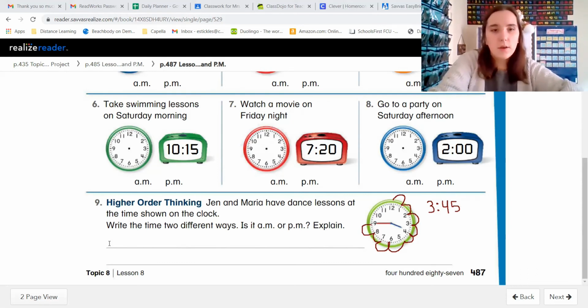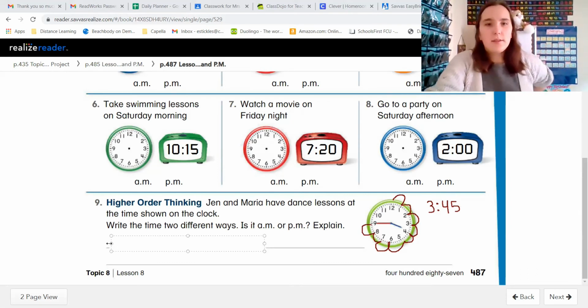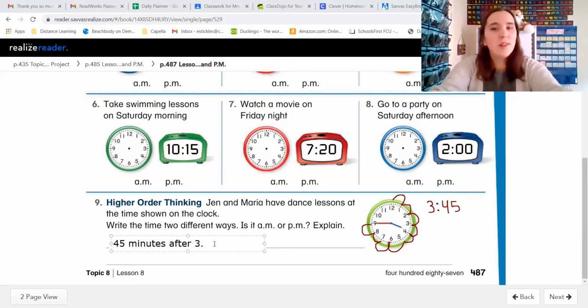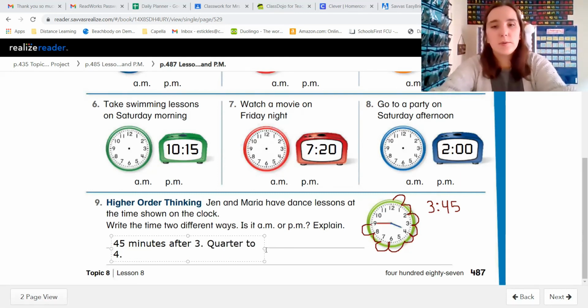So down here, what's one way that we could write this? Well, we could talk about how many minutes it is past 3 o'clock. So we could say 45 minutes after 3. And then do you remember the way that we talked about yesterday with the quarters? If we look, we only have 15 minutes left until 4 o'clock, which means we're a quarter to 4. Okay? So we can also write this time as quarter to 4. Those are 2 ways that we could write that.